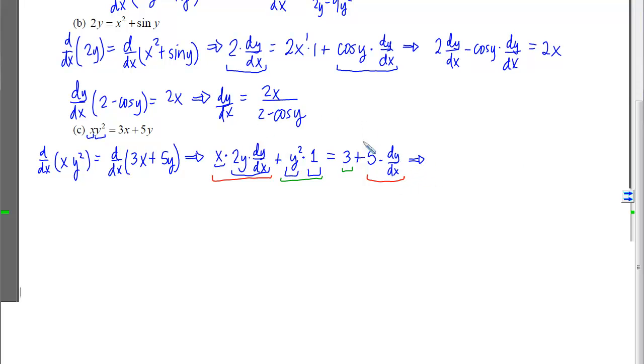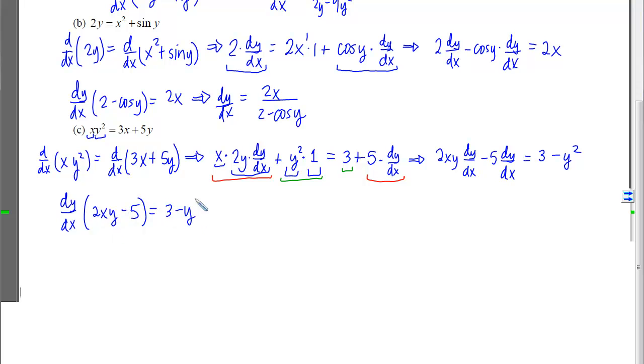So I will move this 5 dy dx to the other side. And on the right side, I will leave the 3 and move the y squared over. Once I have the dy dx's collected, I can factor so that dy dx is written a single time. And then I can isolate it by dividing. So I'll end up with dy dx equals 3 minus y squared over a 2xy minus 5.